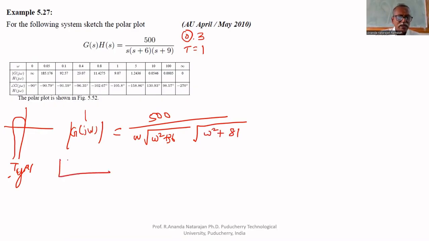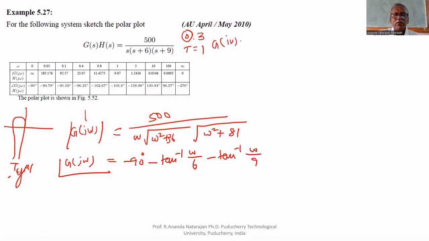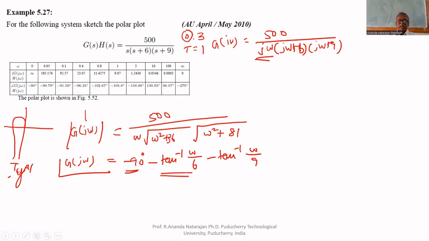What is the angle of G of j omega? G of j omega equals 500 upon j omega plus 6 times j omega plus 9. Therefore, the angle is 0 for 500, minus 90 for j omega, minus tan inverse of omega by 6, imaginary part by real part, minus tan inverse of omega by 9.